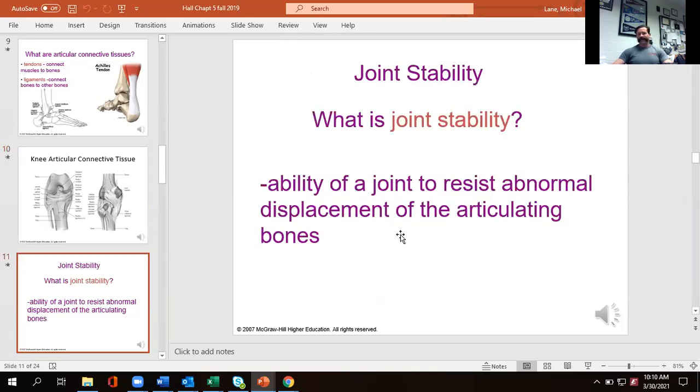So joint stability is essentially how well a joint is able to resist abnormal displacement. Effectively, how good does that joint do of not slipping out or moving into a position it's not supposed to? Do any of you know somebody that has a major issue with dislocations? It can actually be due to genetic variances in collagen production, where some folks just naturally have hypermobility throughout their body.